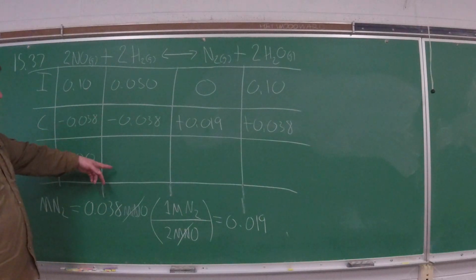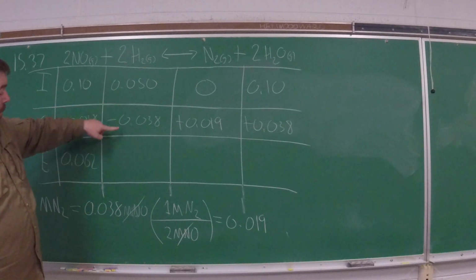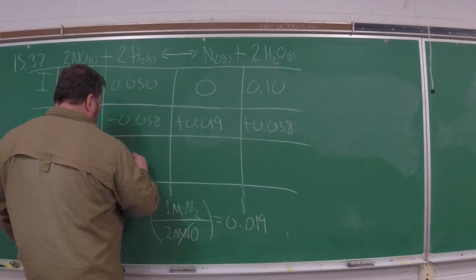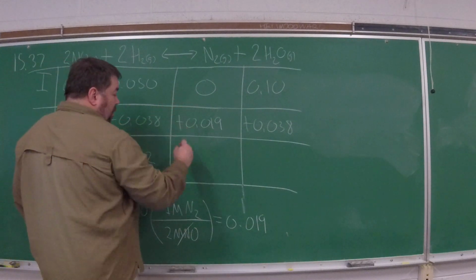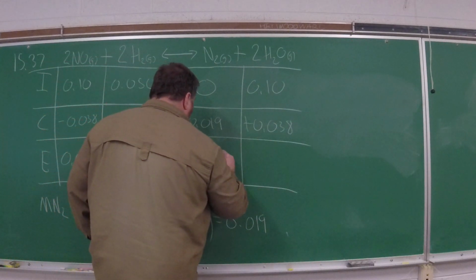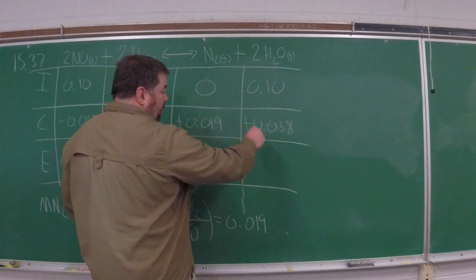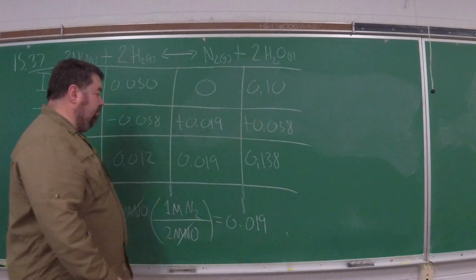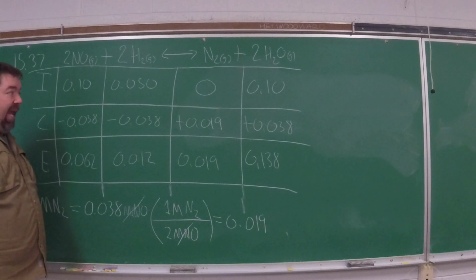Now though, we can get to equilibrium concentrations, right? 0.050 minus this, 0.038, is going to give us 0.012. Here's 0 plus this is going to give us 0.019. And then here, 0.108 plus this is 0.138. So you now have your equilibrium concentrations. You can write out Kc.